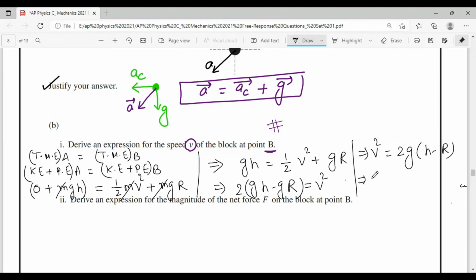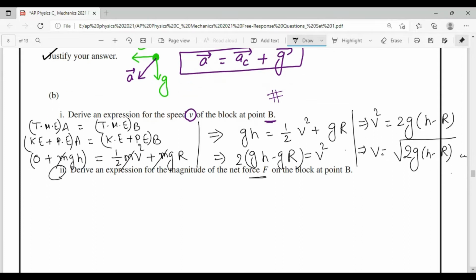So what will be v? v will be the square root of 2g(h minus r). This is the expression for v. So this completes our first part. Let us see the second part, part B. Derive an expression for the magnitude of the net force on the block at point B.